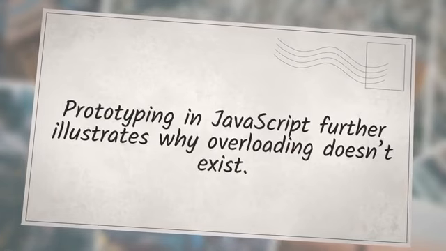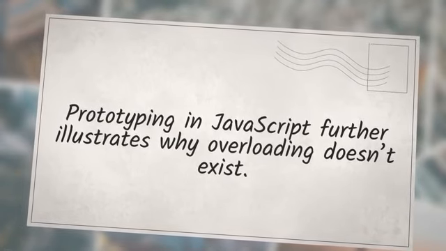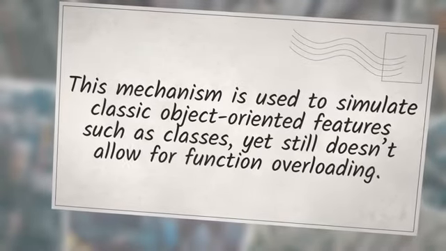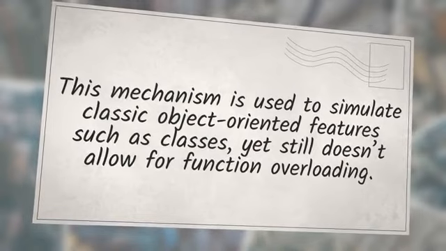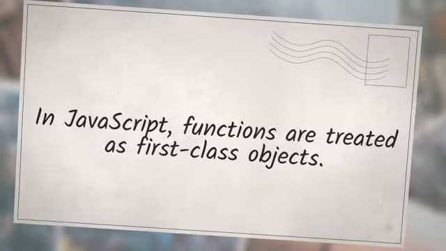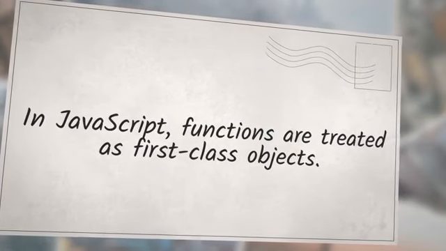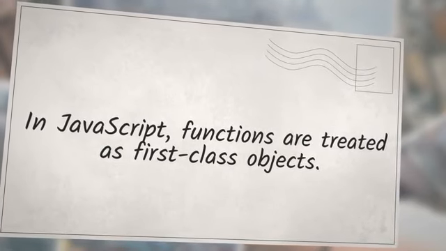Prototyping allows an object to inherit properties and methods from another object. This mechanism is used to simulate classic object-oriented features such as classes, yet still doesn't allow for function overloading. Regardless of prototyping, a function will still replace any previous function with the same name. In JavaScript, functions are treated as first-class objects.